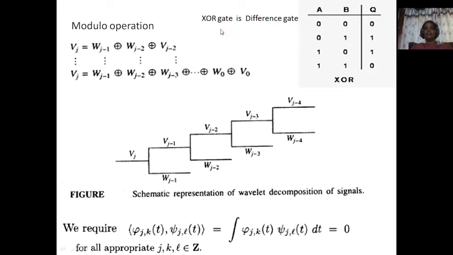See here, an XOR gate is generally a difference gate. If two events are happening, the difference between these two events is identified as the output.